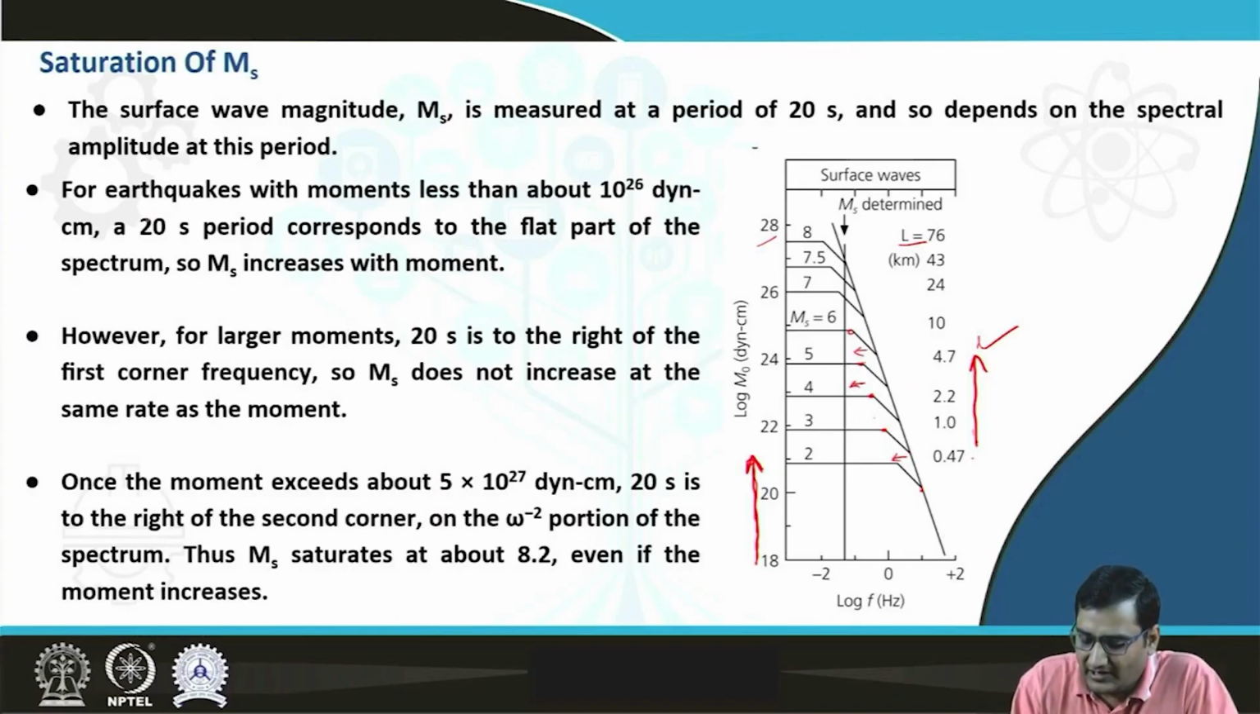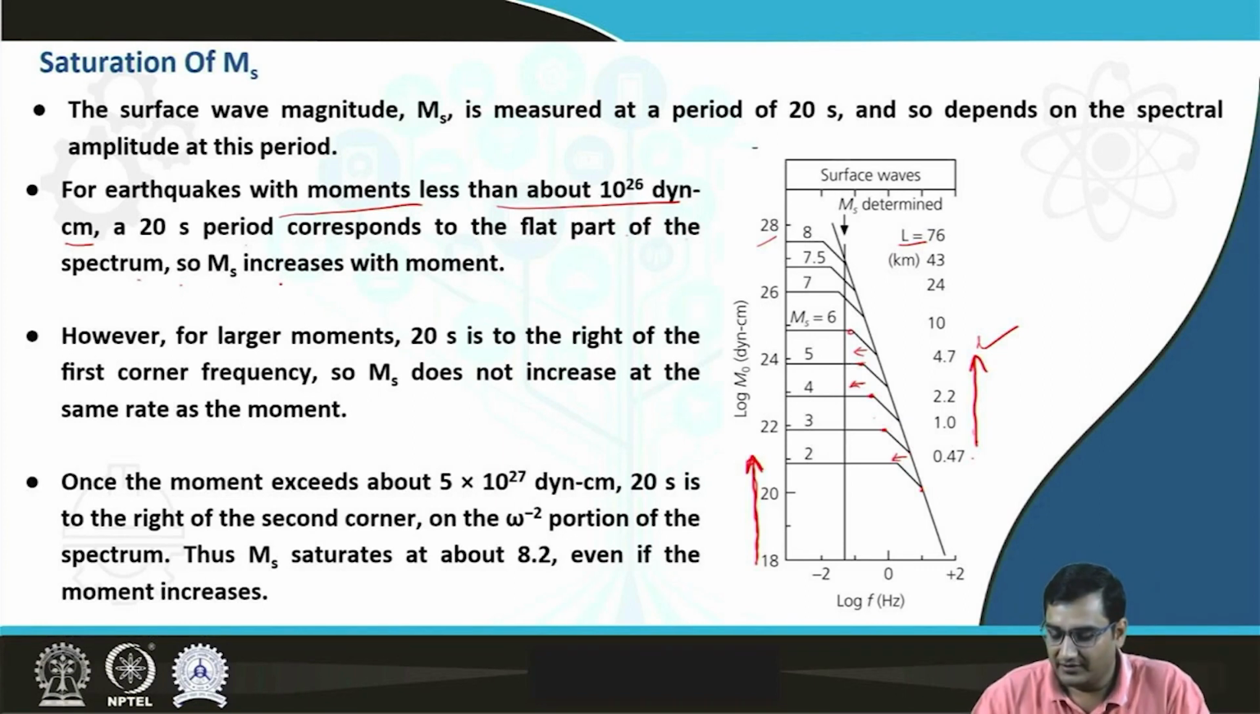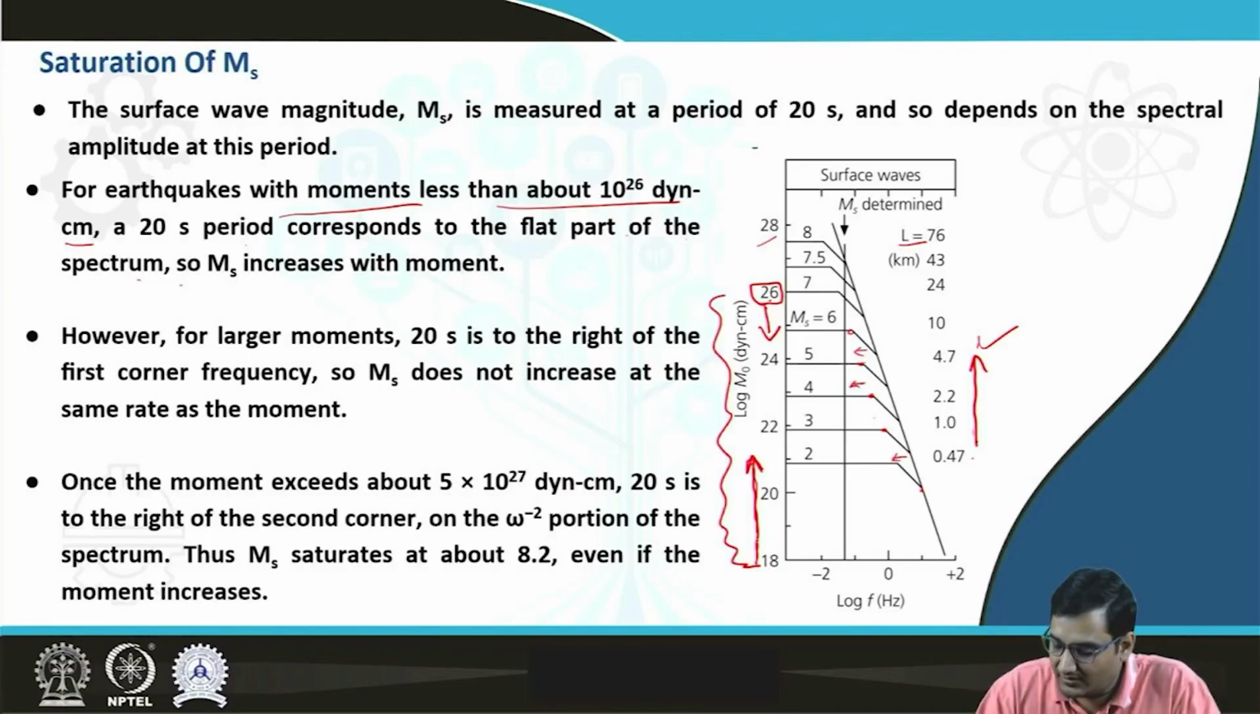So for earthquakes with moments less than 10 to the power 26 dyne centimeter, a 20-second period corresponds to the flat part of the spectrum. So Ms increases with the moment. You can see for less than 10 to the power 26, for this part of the spectra, the value of the moment lies in the flat part. So you can see up to this value, this particular moment is lying in the flat part of the spectra.